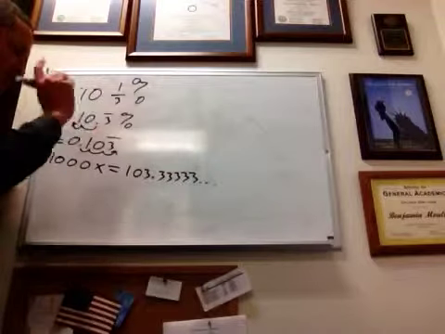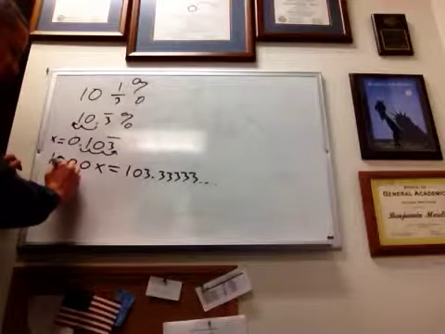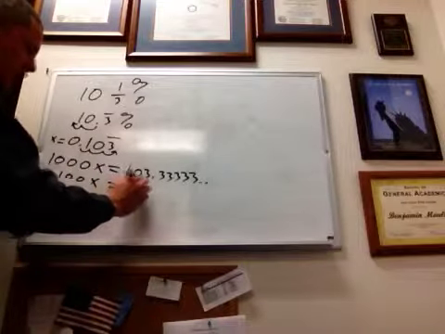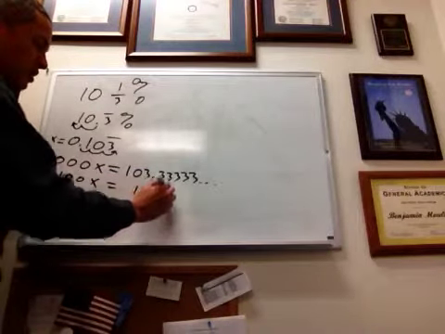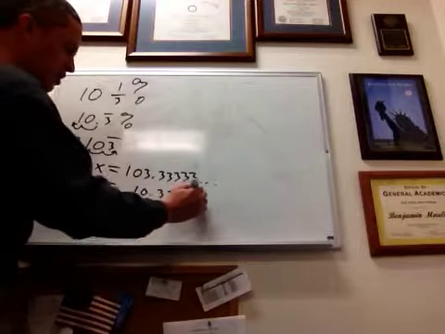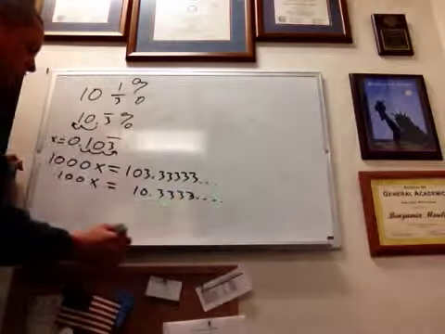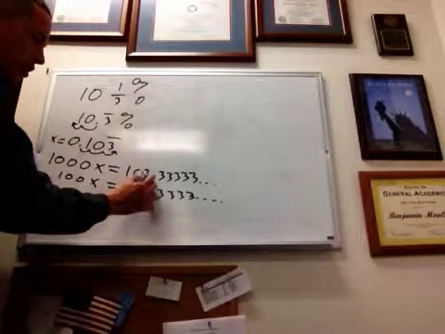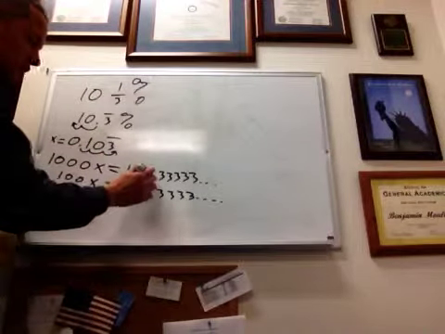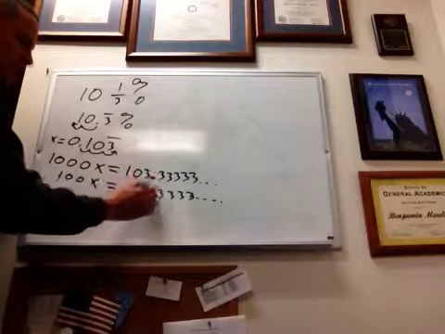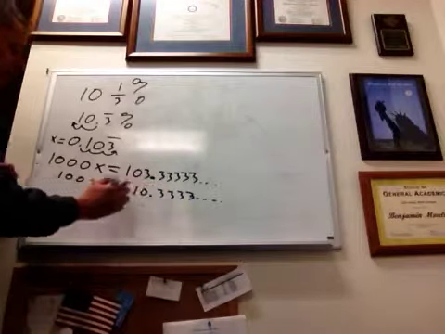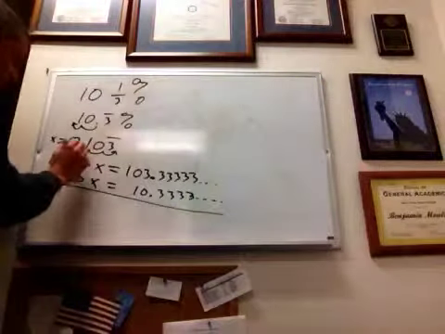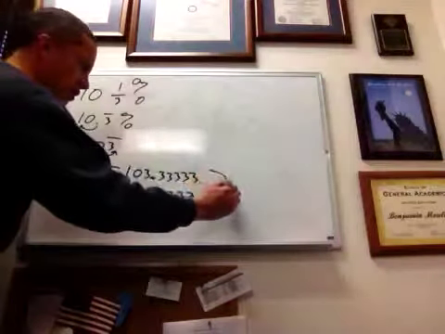Now I'm trying to get rid of all this repeating decimal business. So I'm going to create another equation that goes 100x equaling 10.33333 repeating. In other words, I'm jockeying all these different equations where I'm moving this decimal place a bunch of times. Like here it was after this first 3, now it's in front of the first 3.